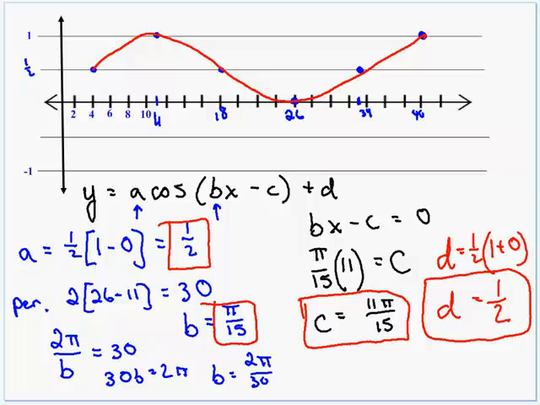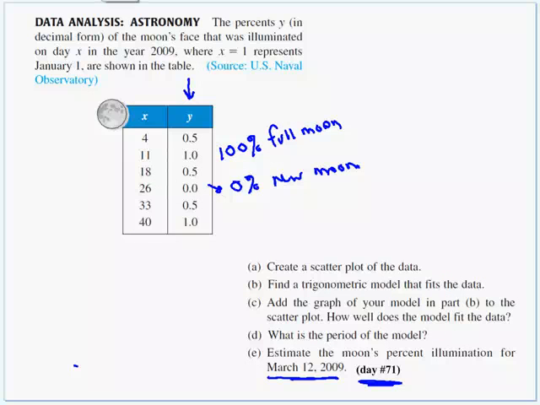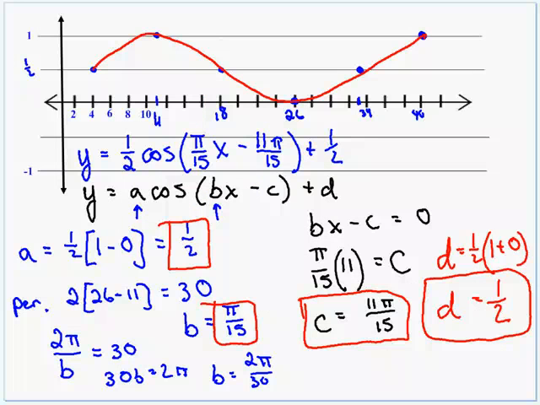And now we can rewrite this equation. I'll do it right above here in blue. Y equals 1/2 the cosine of pi over 15 times x minus 11 pi over 15, plus 1/2, where x is the day after January 1st. I think that was our setup. Where x equals 1 represents January 1st of the year. So there's our trig function that models our data.